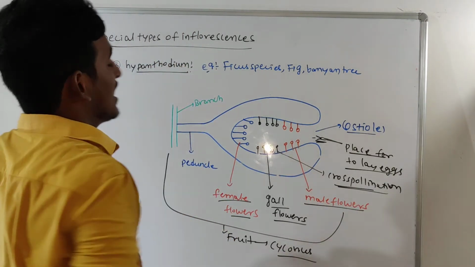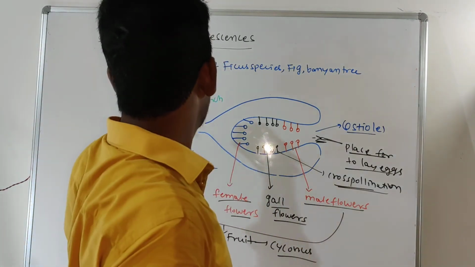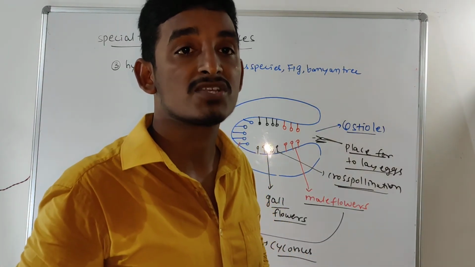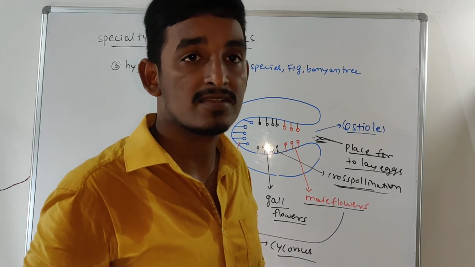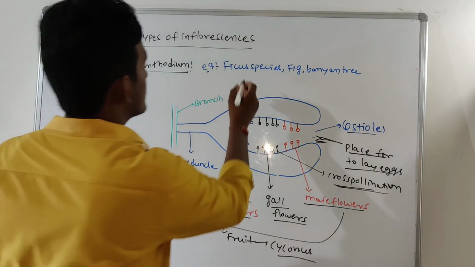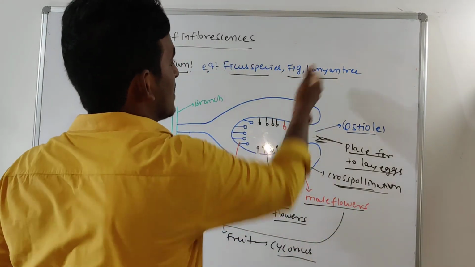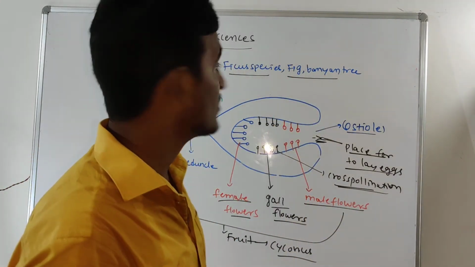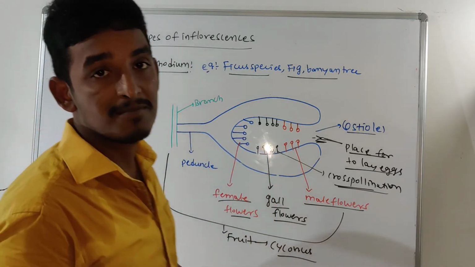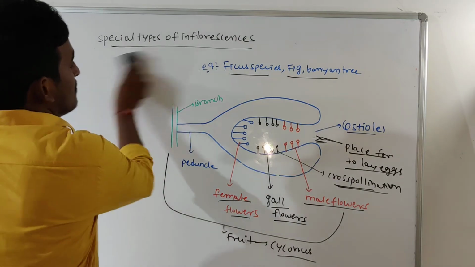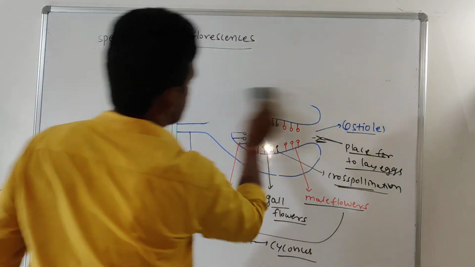Here the cyathium as well as the hypanthodium are both similar. They have unisexual flowers, right? Where is it found? It is found in Ficus species, fig as well as banyan tree. So that is the hypanthodium inflorescence. Next we will discuss the mixed inflorescence.